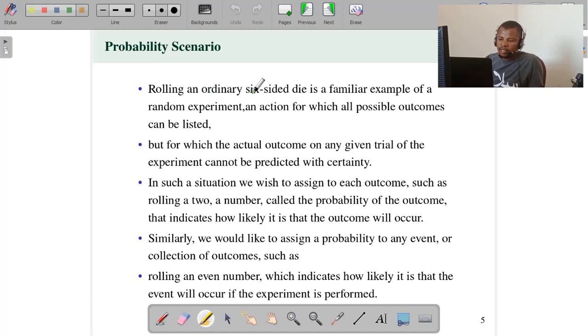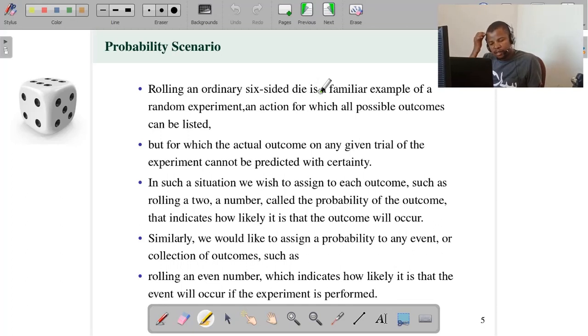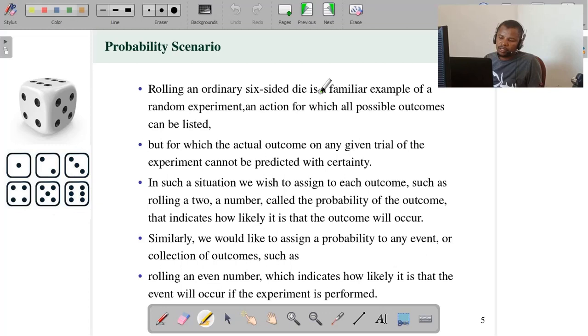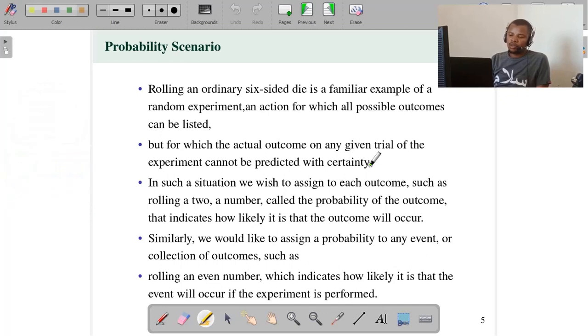Rolling an ordinary 6-sided die is a probability experiment. It is a famous example because we all know that a die has 6 faces, numbered 1 up to 6. So among all 6, there is a chance that one of them can appear. But the actual outcome, given a try of the experiment, cannot be predicted with certainty. We are not sure, if we roll our die, whether the face which is going to appear will be 1, 2, 3, up to 6. Whichever it can be, this is called an uncertain situation, and it is a probability experiment.